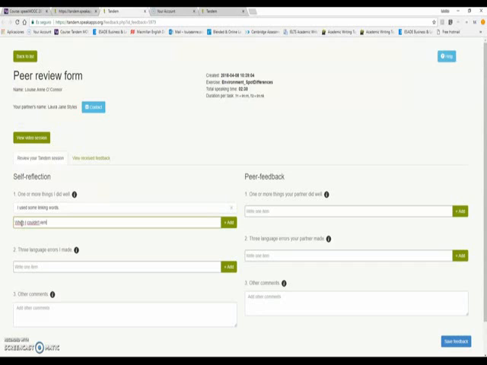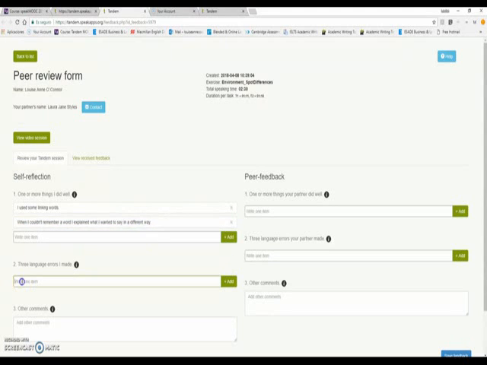So here I've written I used some linking words, and then my second point was when I couldn't remember a word, I explained what I wanted to say in a different way. So two positive things about what I've done. Then, if you want to add another point, you can. Or you can move directly on to the point number 2, which is 3 language errors I made.